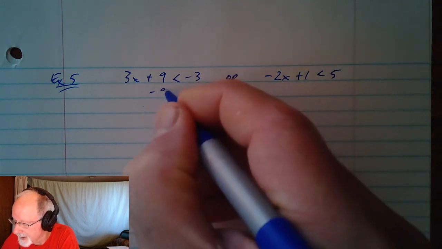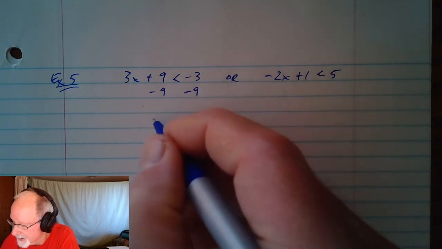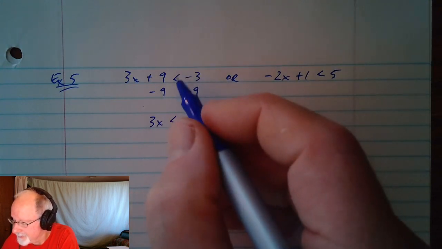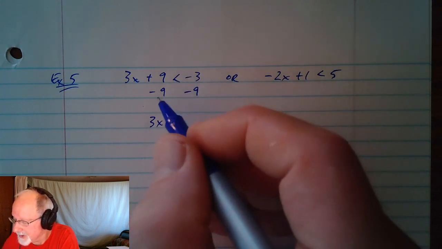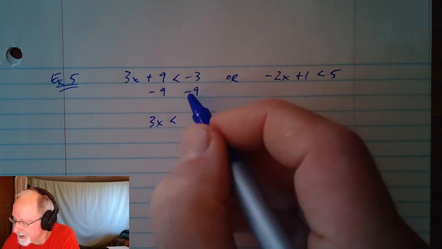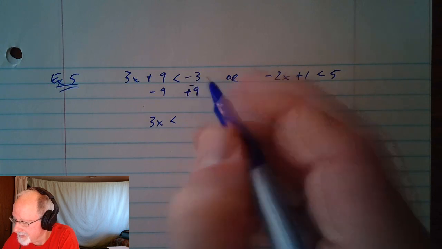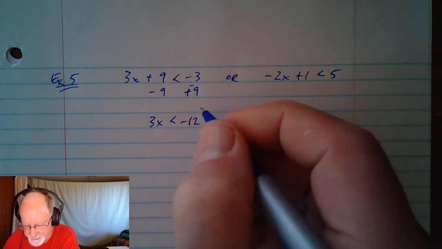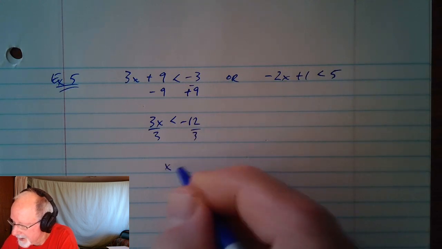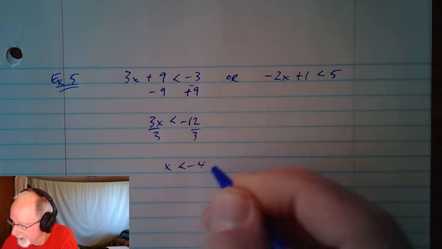So -9 minus 9, I get a 3x less than. Subtracting doesn't flip the sign, if you were wondering that. It's only division or multiplication. And so we're putting these two together, keep, change, if that helps you, we get a -12 there. And then divide away the 3, and I get x is less than -4.